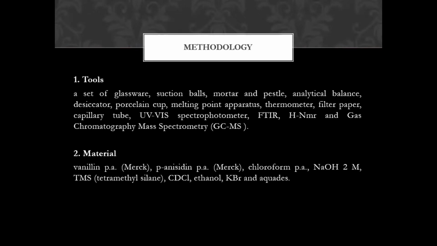Methodology. Number 1. Tools: a set of glassware, suction valves, mortar and pestle, analytical balance, desiccator, porcelain cup, melting point apparatus, thermometer, filter paper, capillary tube, UV spectrophotometer, FTIR, HNMR, and GCMS. Number 2. Materials: vanillin, p-Anisidin, chloroform, NaOH, TMS, CDCl3, ethanol, KBr, and aquadest.